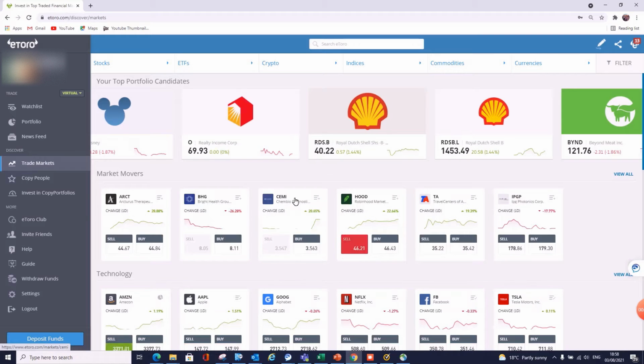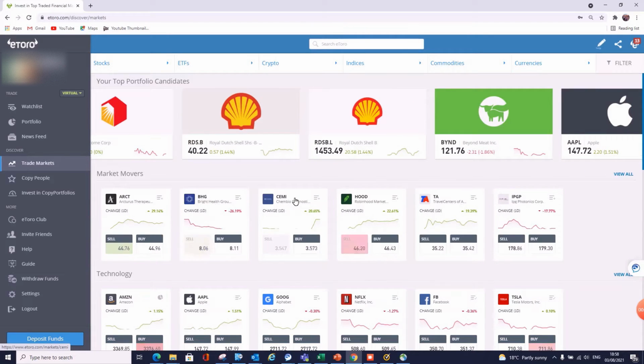So today I'm going to go through how you purchase a share, a stock or an ETF on eToro. It's a pretty simple process. I'm going to go through some of the main features and main risk management tools. So I hope you find this helpful.